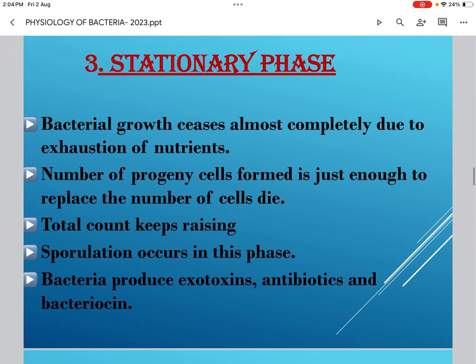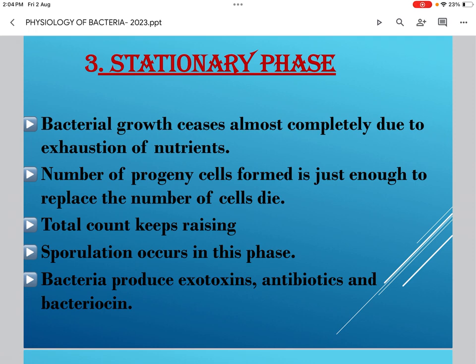The third stage is known as stationary phase. In the stationary phase, the number of new cells formed will be equal to the number of dead cells, so that the number of viable cells is equal to the number of dead cells in the medium. The speciality of this stage is that sporulation occurs in this stage. Bacterial toxins and antibiotics are synthesized in this stage.